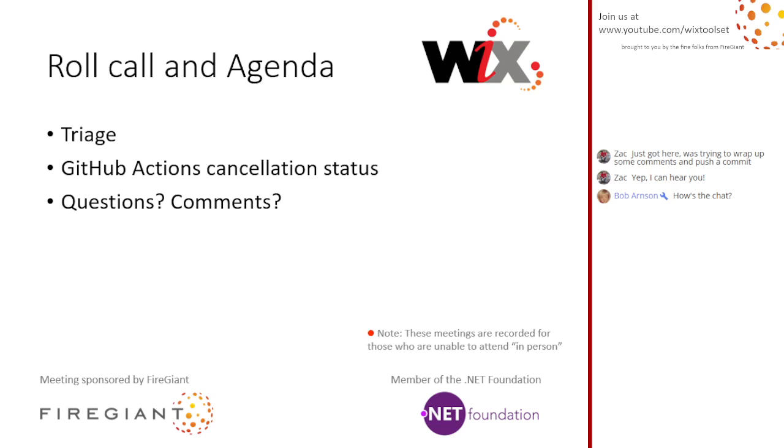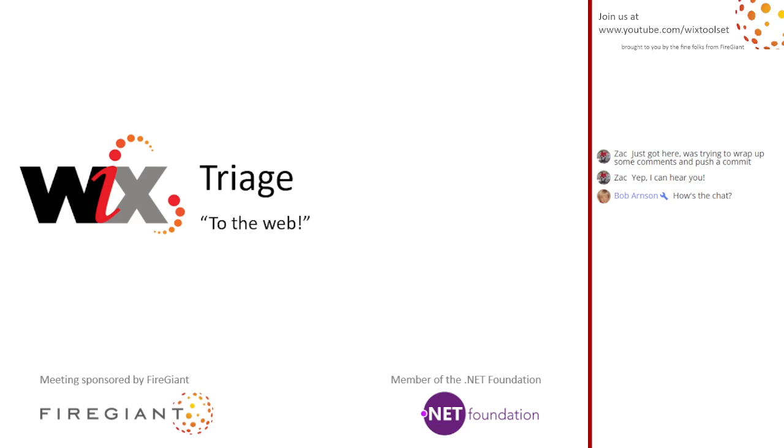What are we going to talk about? We're going to triage like we always do on these days. Not too many things to discuss. Actually all old issues, I think, at this point. So we're going to do that. And then I'm going to give a quick update on the GitHub Actions cancellation problems that we're having. And then we'll take any questions and comments and things that are burning in people's minds right now. So without further ado, let's go do triage.